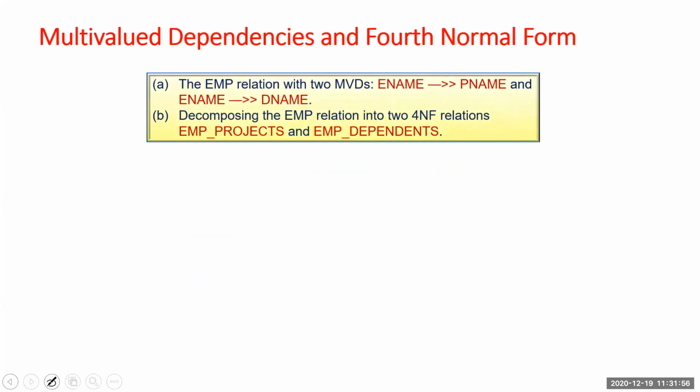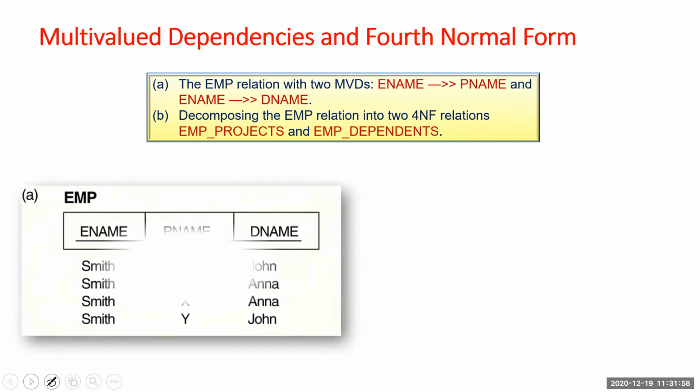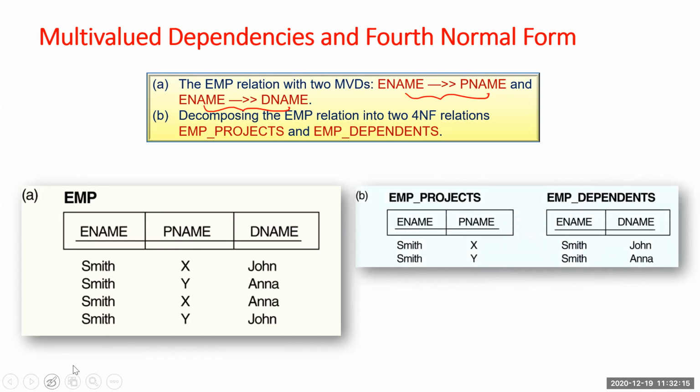So now let's check the decomposition here. Let's check the same example. The example is EMP, the same table. How do you decompose? Decompose between the two MVDs. What are your MVDs? E name multi-determines P name and E name multi-determines D name. So I'll create two tables, EMP projects and EMP dependents. Now you just check this table, EMP projects. What is it that I have?